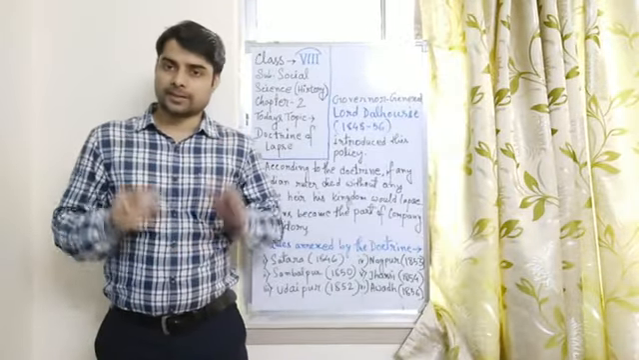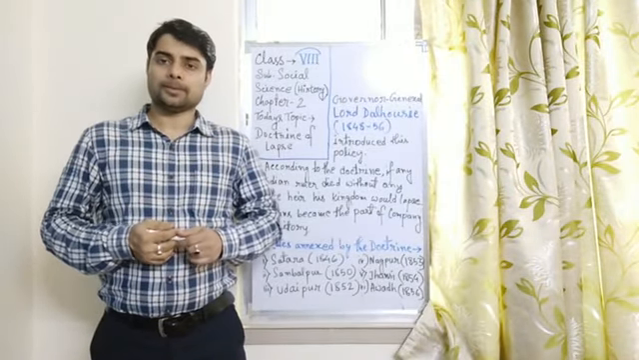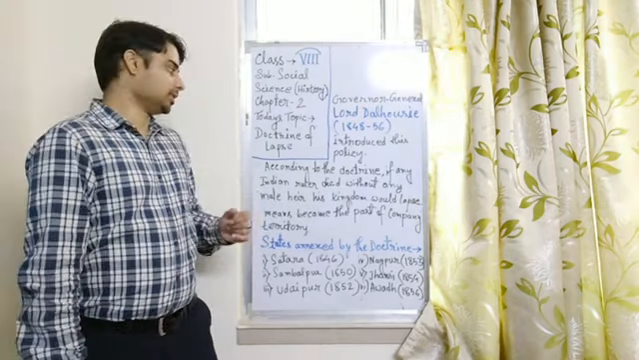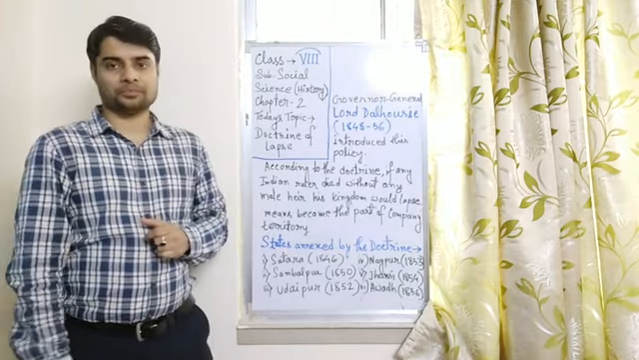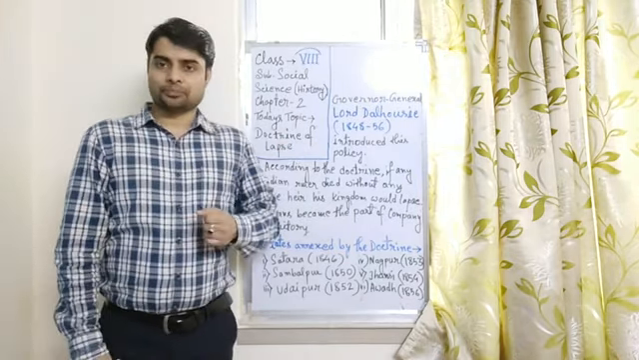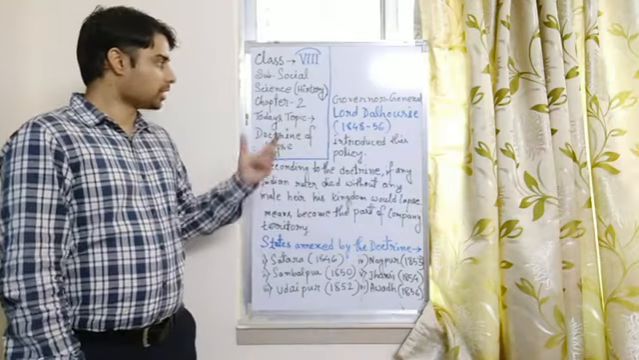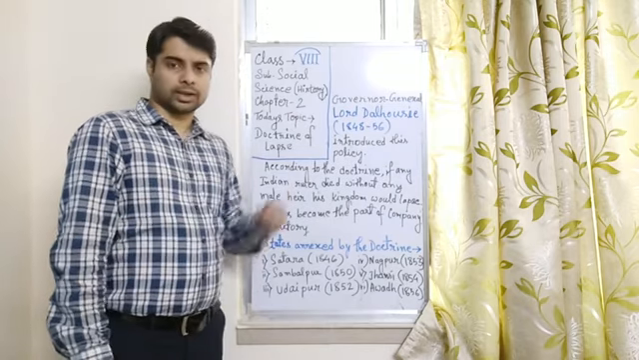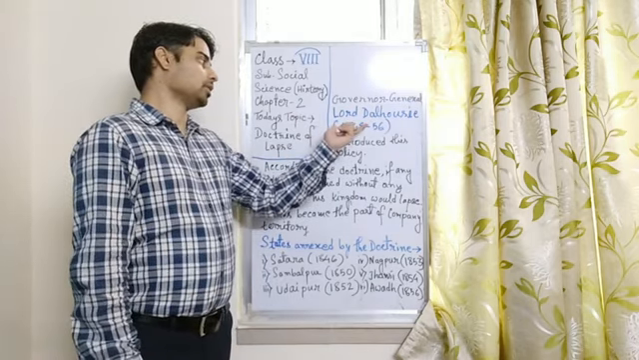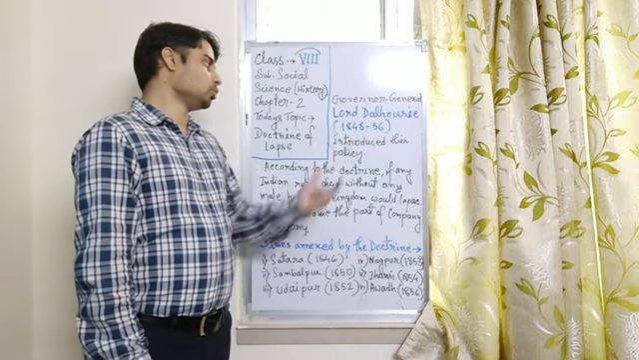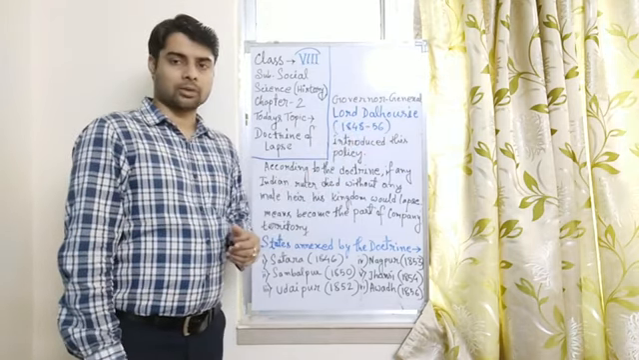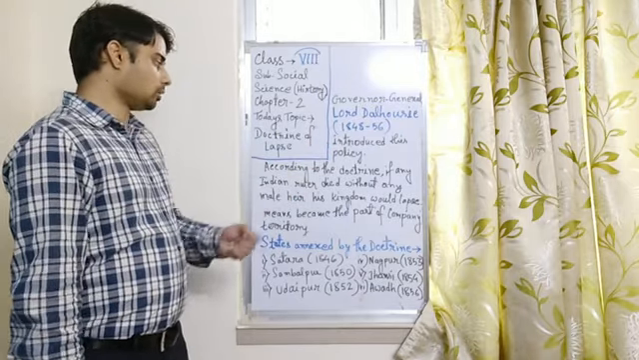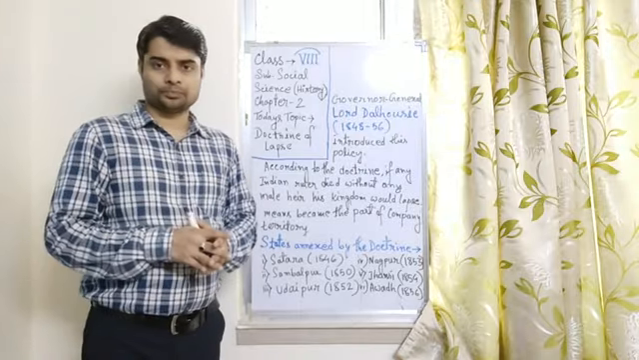Now we will discuss the next policy introduced by the British East India Company to annex the Indian states, and the name of the policy is Doctrine of Lapse. It is the third policy introduced by the British. So let's see what happened next. Governor General Lord Dalhousie, the next Governor General, was in charge between 1840 and 1856 in India. He introduced this policy, and a doctrine means a theory or policy.